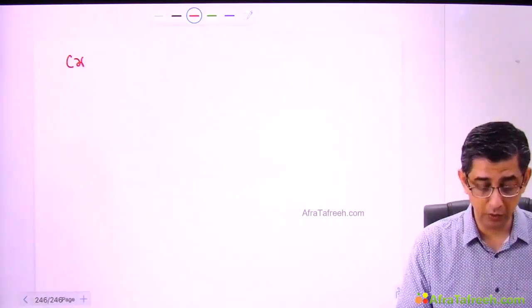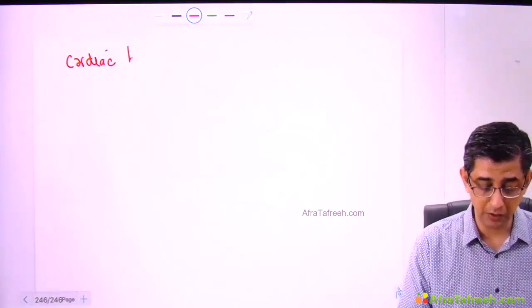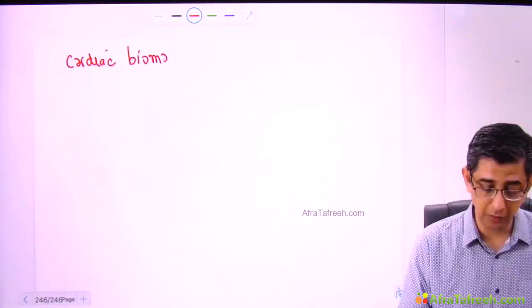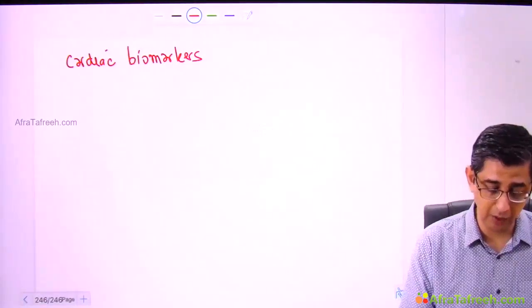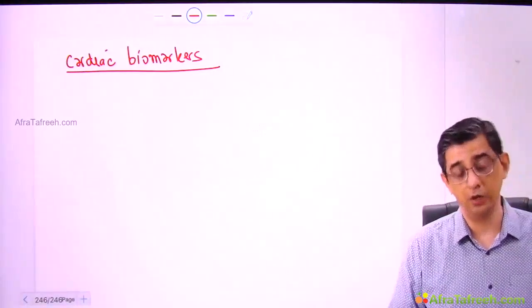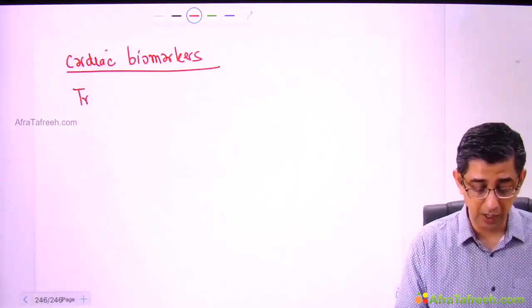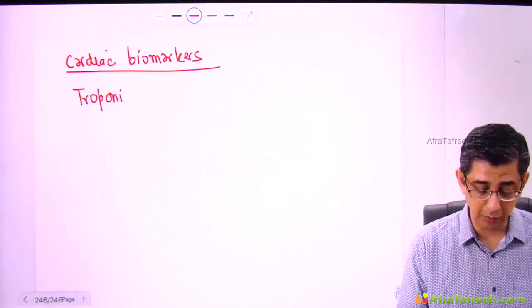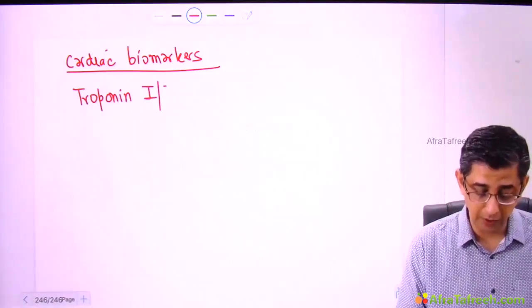Assisting you in this will also be cardiac biomarkers, because if he is going to give you information about cardiac biomarkers, your job will become relatively much easier, because you would be having gross elevations, and one of the important biomarkers to be remembered is troponin I and troponin T.